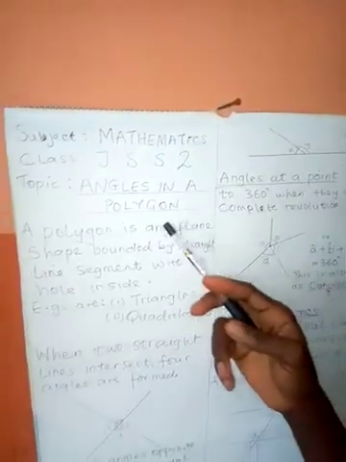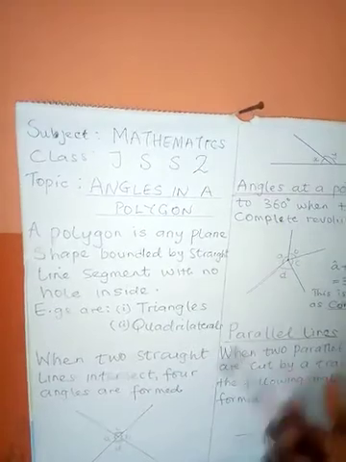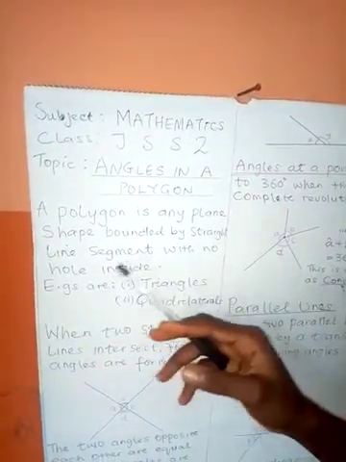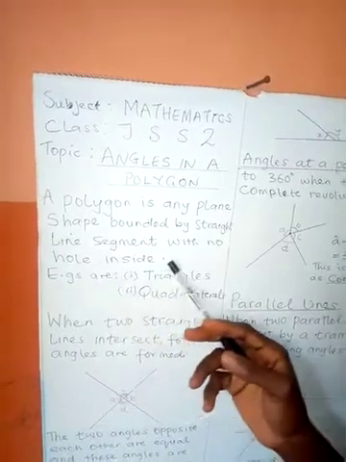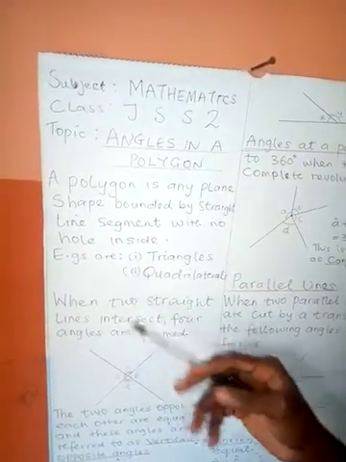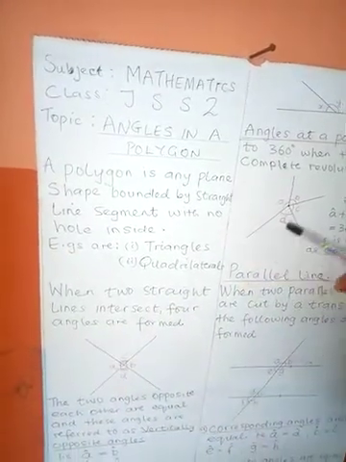This morning, we'll be looking at angles in a polygon. What is a polygon? A polygon is any plane shape bounded by straight line segments with no hole inside. That is a polygon. Examples of polygons are triangles and quadrilaterals.